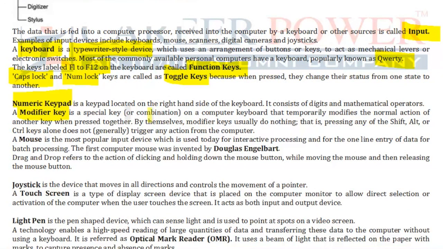Then what is the modifier key? It is the special key on the computer keyboard that temporarily modifies the normal action of another key. So if you press shift or alt or control, it does not trigger any action by themselves. But if you press shift in combination with another key, it might perform some other action.